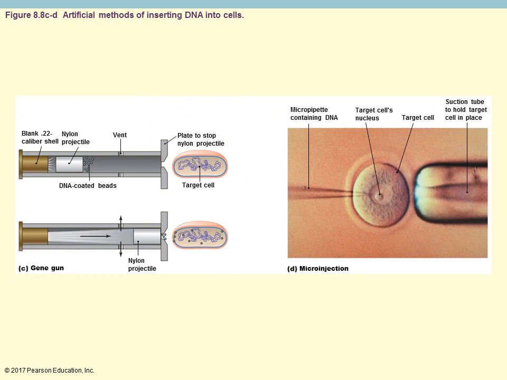Using injection methods, you can use, as is shown here, a gene gun. You have a special type of shell, like a 22 caliber shell. You have your projectile, and on the end of it you coat beads with DNA, and you actually fire this and shoot it into the cell. So you're literally shooting DNA into the recipient cell.